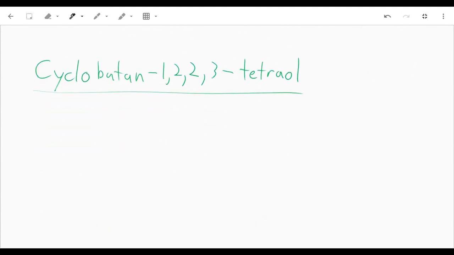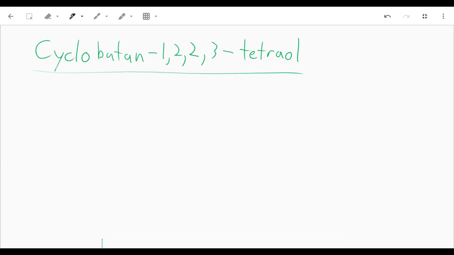If we take a look at a bit more complicated alcohol, this is cyclobutane-1,2,2,3-tetraol. So we've got a couple of different things going on here. This is cyclic because it's cyclo. We have 4 carbons. And then we have 4 hydroxyl groups on those locations.